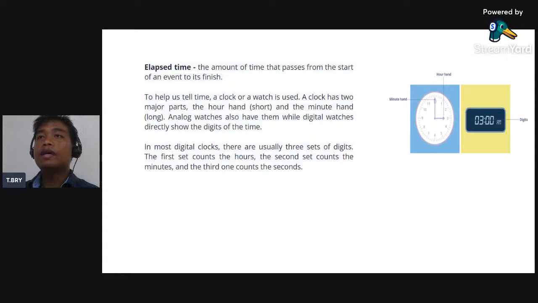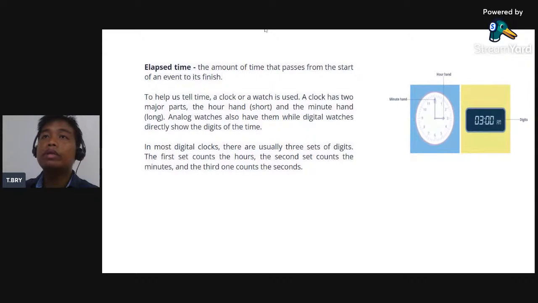Elapsed time is the amount of time that passes from the start of an event to its finish. So how much time had passed or how much time has been used in an event. To help us tell time, a clock or a watch is used. Mostly, we have the digital clock and the analog clock.